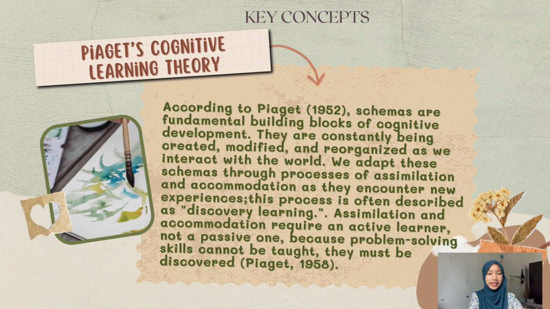Key concept of Piaget cognitive learning theory. According to Piaget, schemas are fundamental building blocks of cognitive development. They are consistently being created, modified, and reorganized as we interact with the world. We adapt these schemas through the process of assimilation and accommodation as we encounter new experiences. This process is often described as discovery learning. Assimilation and accommodation require an active learner, not a passive one, because problem-solving skills cannot be taught. They must be discovered.